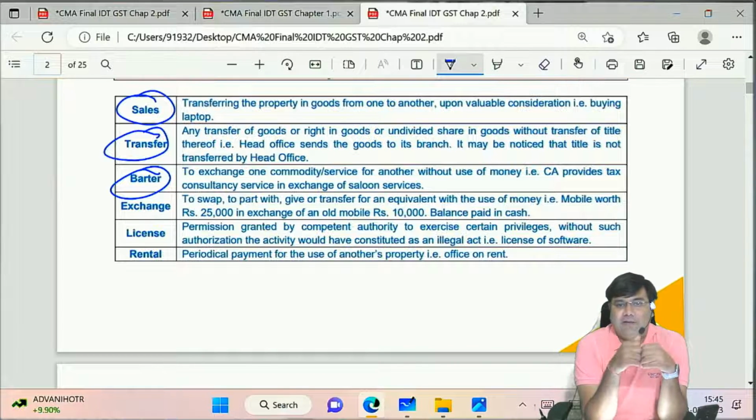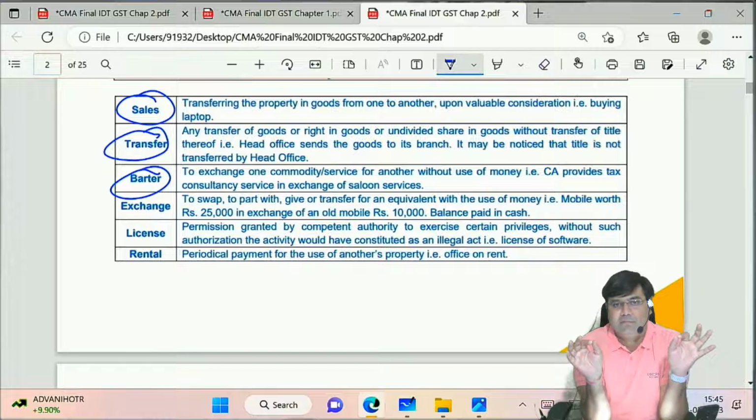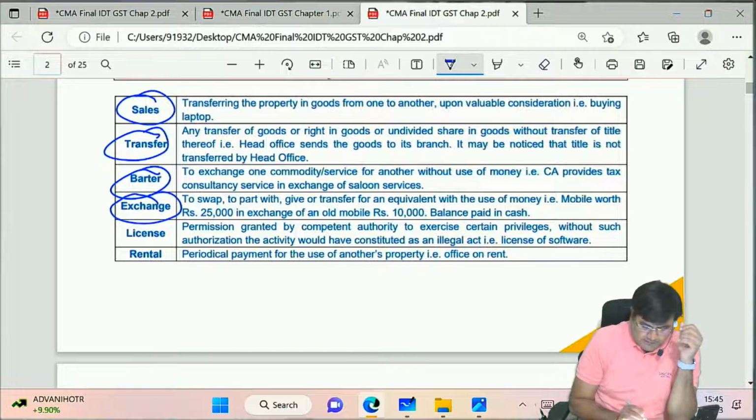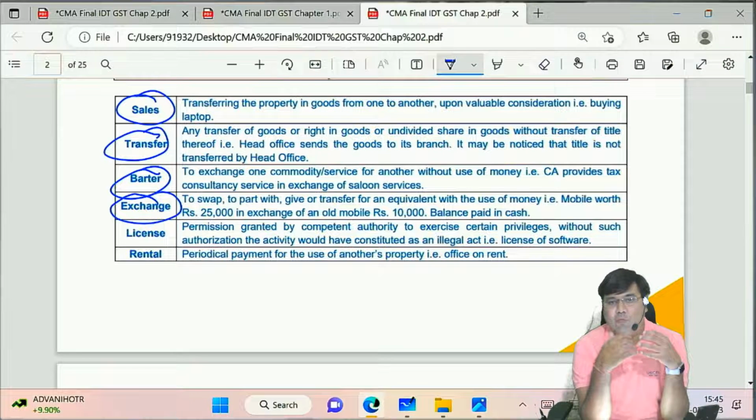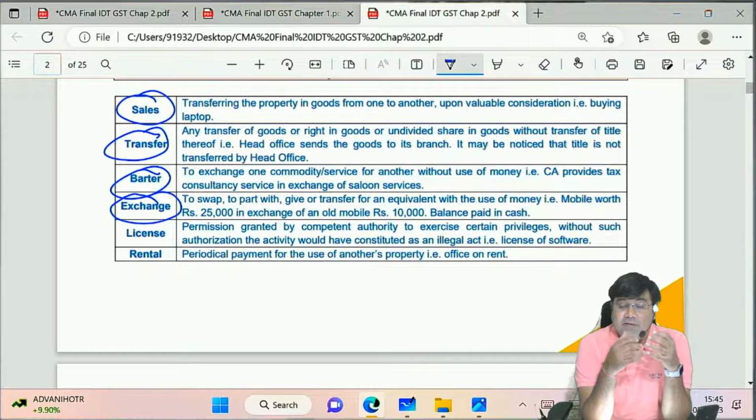So this is what barter is. I am going to give him IDT classes in exchange for his hard work for return filing. So is he going to pay anything? No. Am I going to pay anything for his labor? No. Exchange, basically, is like an old mobile: you give the old mobile, take a new mobile, but you need to pay something extra also, correct? So that is exchange.